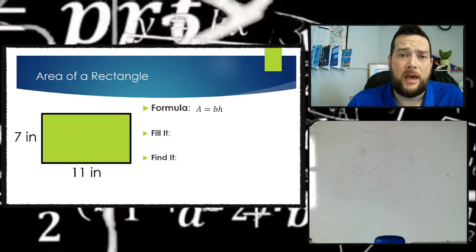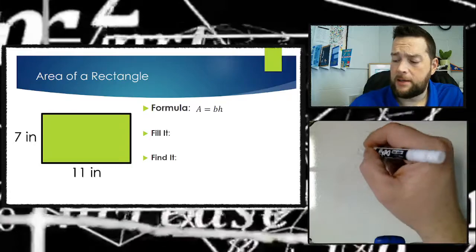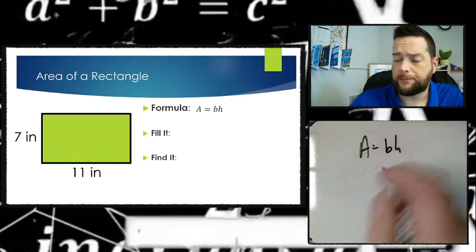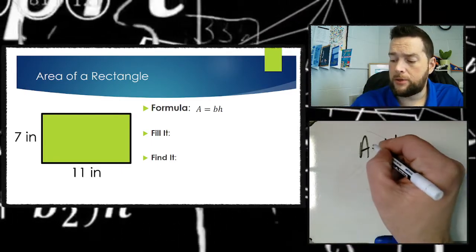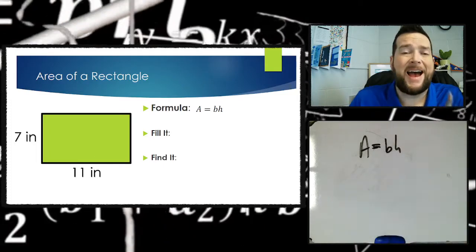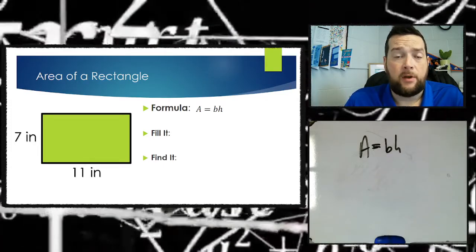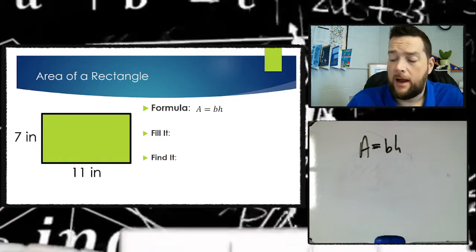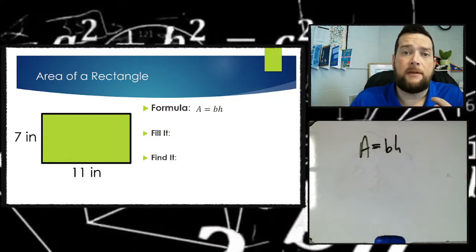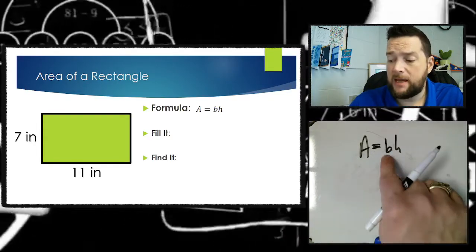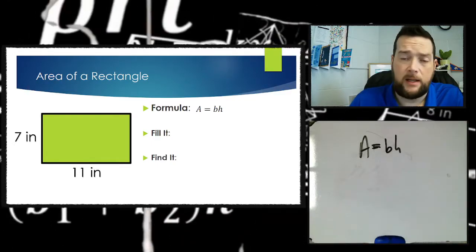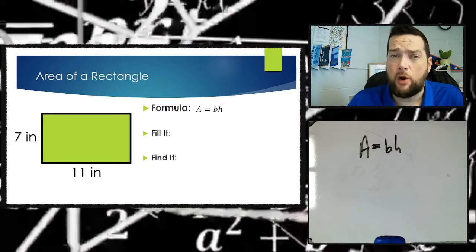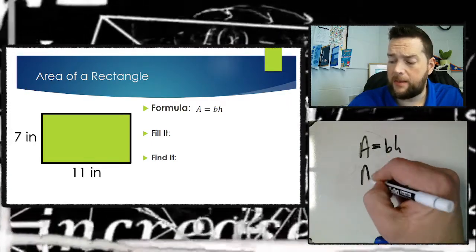A equals BH. The second step, now that we've got our A equals BH, is the fill it step. The way I do that is I look at my variables and at what the question's asking for. If the question's asking for area, then I keep my big A. If it was asking for the base, I would keep my little b. If it was asking for the height, I would keep my little h. In this case, we're trying to find the area, so we're going to keep the A.